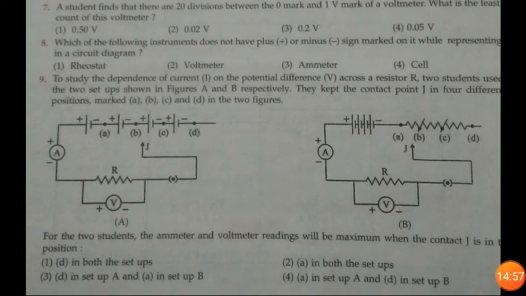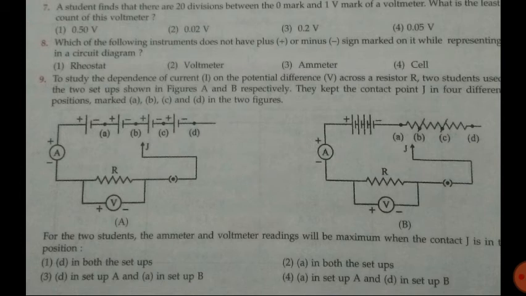volt. Then the eighth question, which of the following instruments does not have plus or minus sign marked on it while representing in a circuit diagram? So the answer is rheostat. Voltmeter, ammeter and cell, they all have positive and negative terminals. So the correct answer is rheostat.